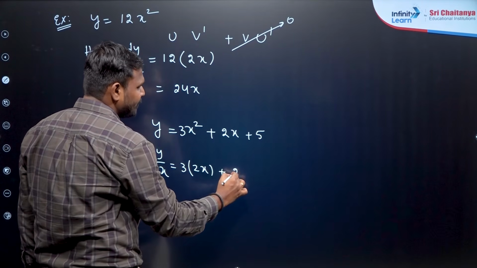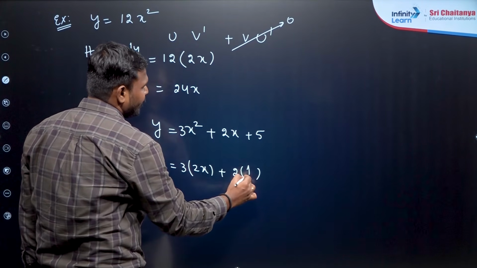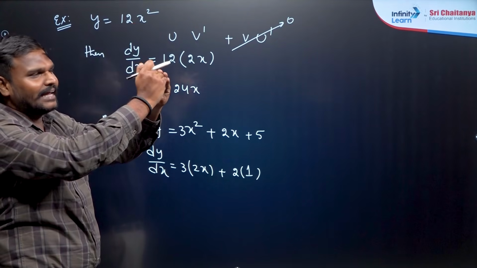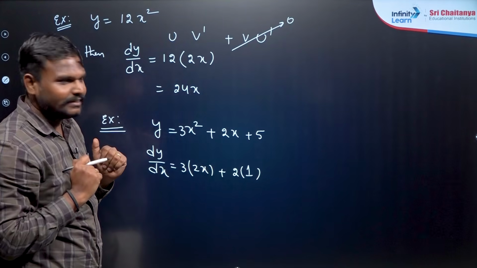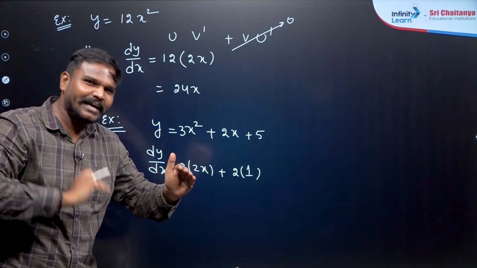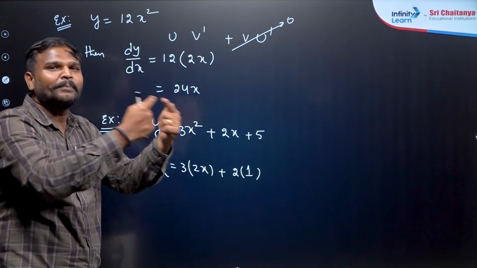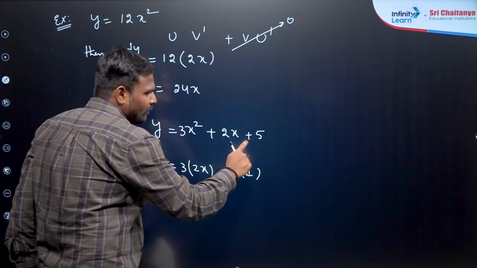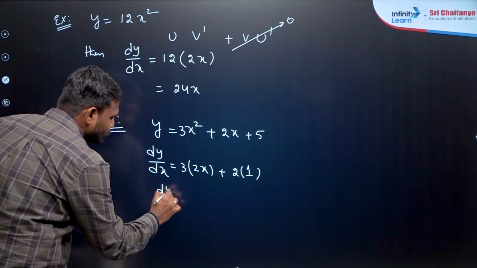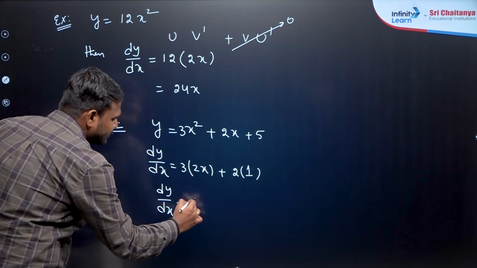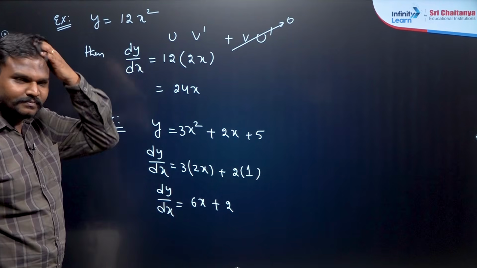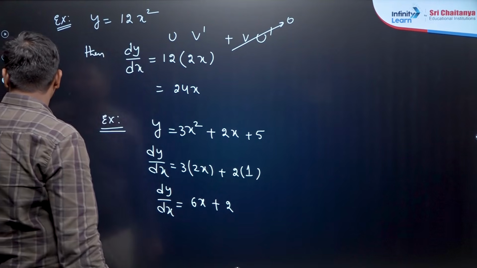Now again 2 is a constant, keep outside. Differentiate x. Derivative of x power 1 is how much? 1. We have already discussed x square gives 2x, x gives 1, and root x gives 1 by 2 root x, and 1 by x gives minus 1 by x square. Always we have to subtract 1 from the power. Plus constant: x power 0 means 0, so derivative of 5 is 0. So the answer for this question would be 6x plus 2. Is that clear?